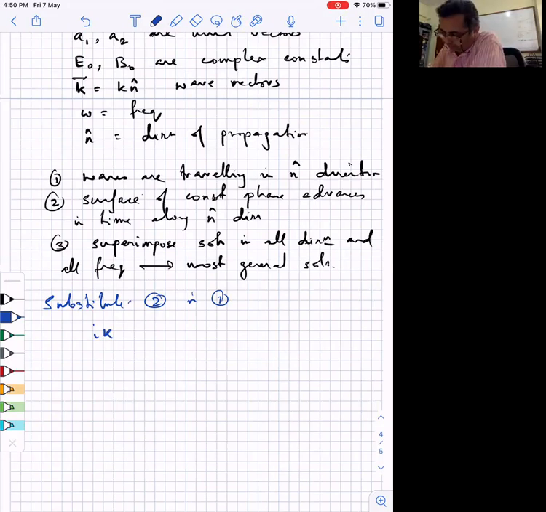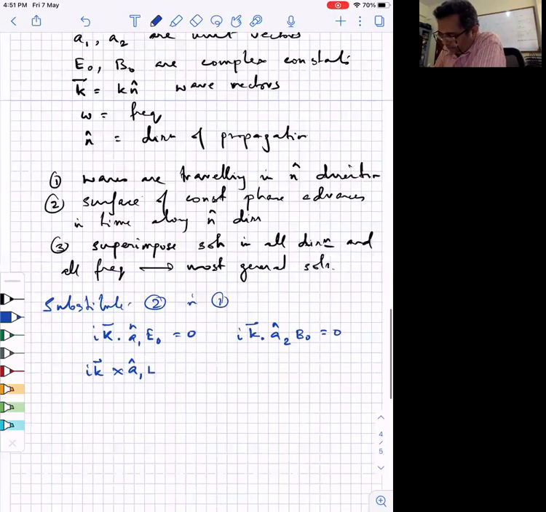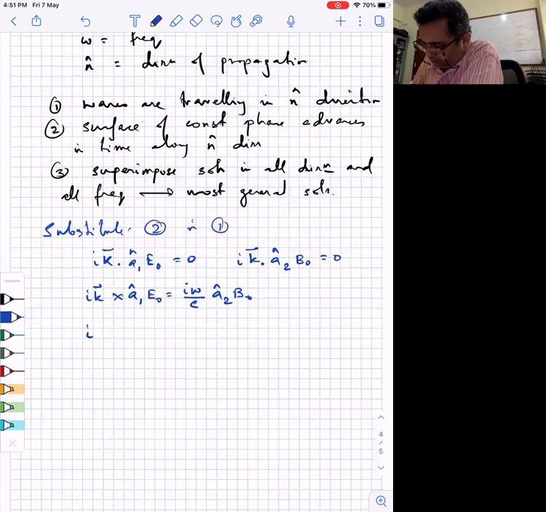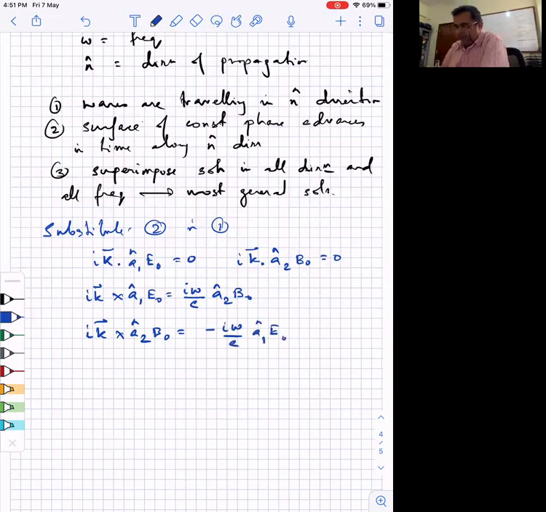Okay. So I have i K dot A1 cap = 0, then i K dot A2 cap = 0, then i K cross A1 cap is i omega by c A2 cap, and i K cross A2 cap is minus i omega by c A1 cap. So you get these 4 things.